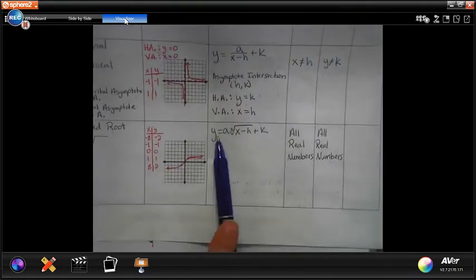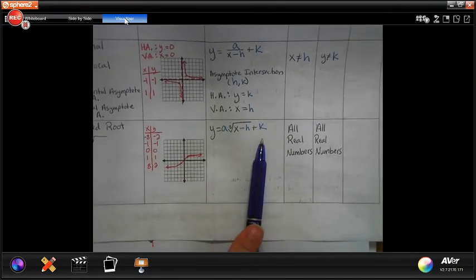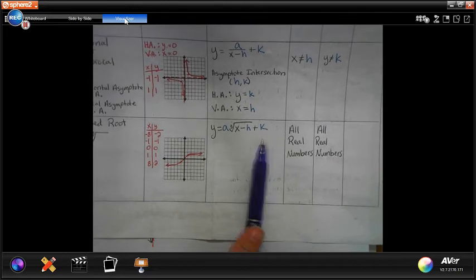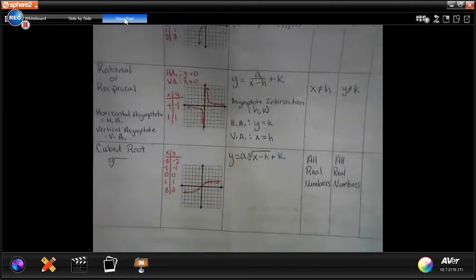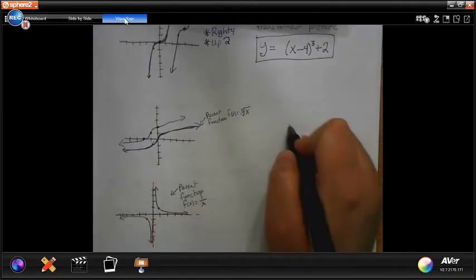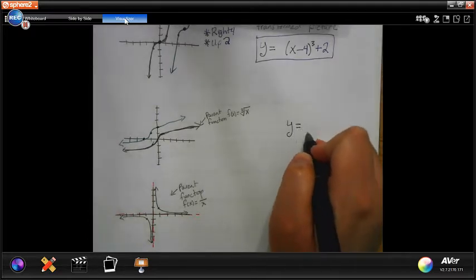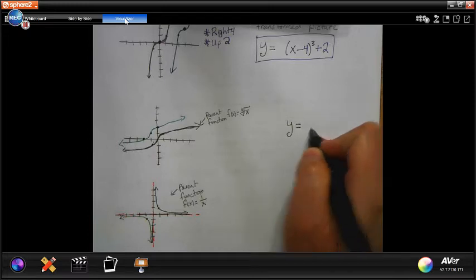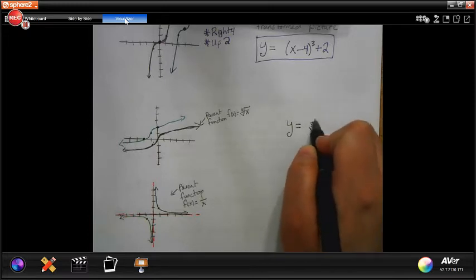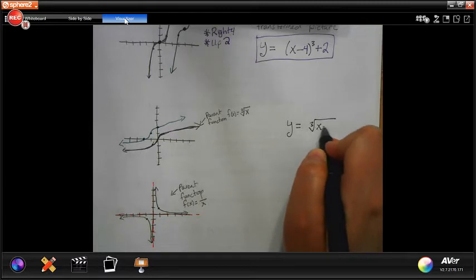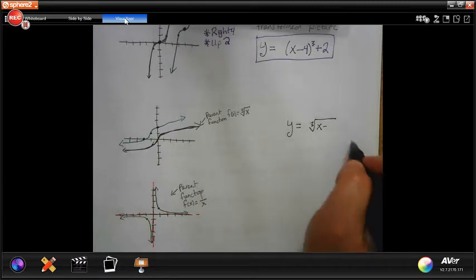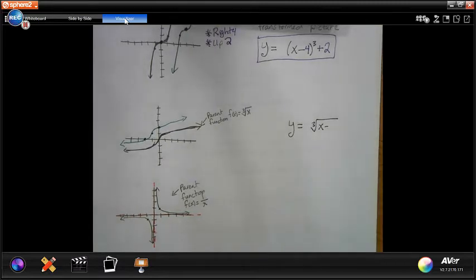Since we're doing a cubed root, this is my child function, so I'm going to go ahead and write that out over here. Y equals, leave a space for a if there's an a. Then we have the cubed root, x minus or plus something goes in there, and then the k goes after.